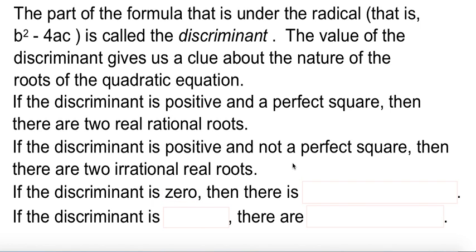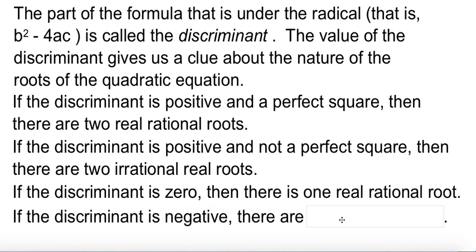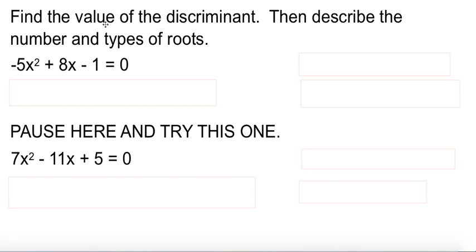If your discriminant works out to be zero, then you only have one answer because the square root of zero is zero. So that just leaves you with one solution. And as we saw in the last problem, when the discriminant is negative, you get two complex roots. So they're going to give you a few questions here where your job is to find the value of the discriminant and then describe the roots.